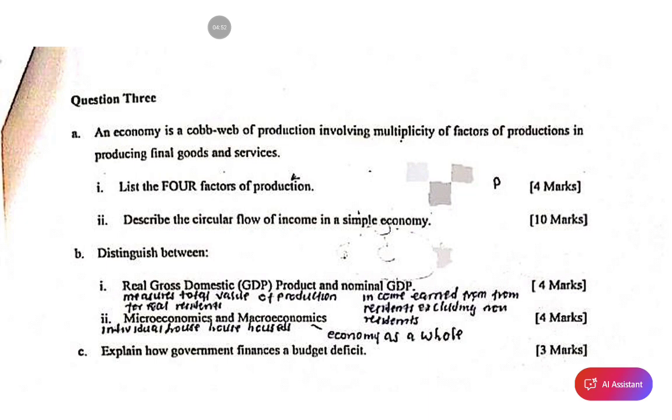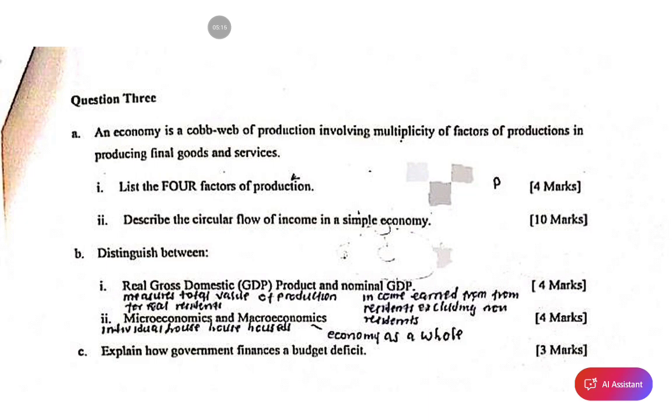Okay, so the question says, an economy is a cobweb of production involving multiplicity of factors of production in producing final goods and services. And then we are told to list 4 factors of production. Then the other part is telling us to describe the circular flow of income in a simple economy. So let's start with question 1. List the 4 factors of production.